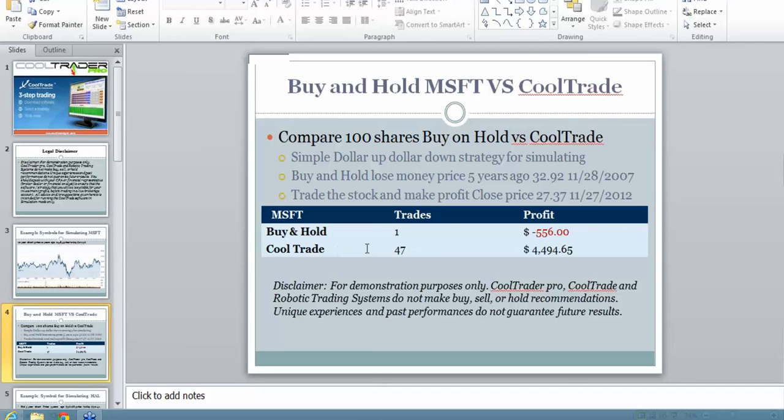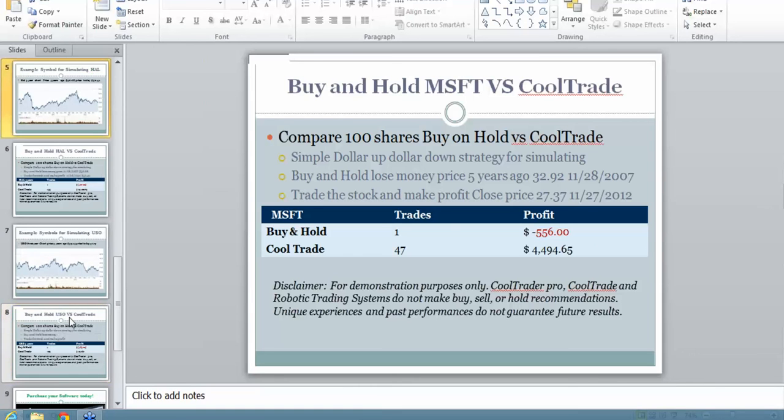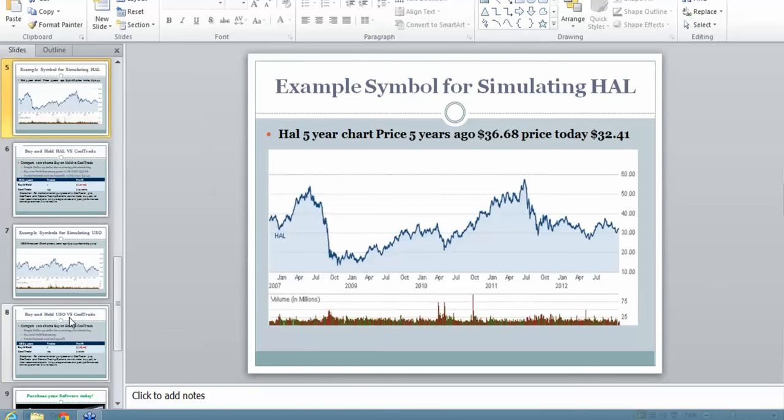If you would have used the CoolTrade system with a simple dollar up, dollar down strategy, you could have traded that stock 47 times for $4,494 in profit. So, actively trading the stocks is very powerful, and those little profits really add up over time. Here's another example for educational purposes.